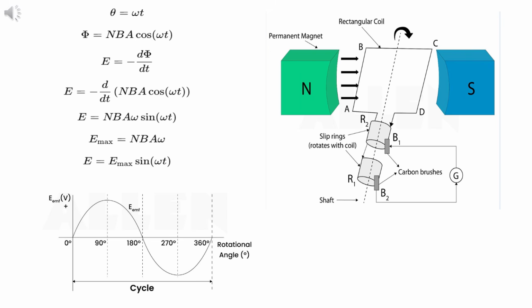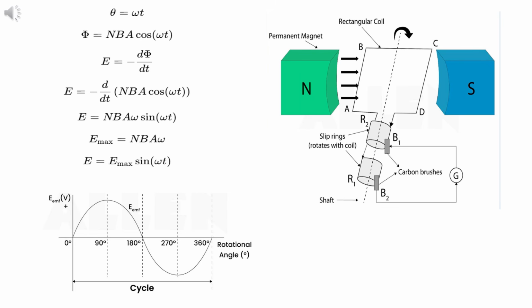The maximum value occurs when the sine function becomes equal to 1. So the maximum EMF is equal to N multiplied by B multiplied by A multiplied by omega. Now let us understand why the current keeps changing direction. At the starting position, the rate of change of flux is 0. So the induced EMF is 0.